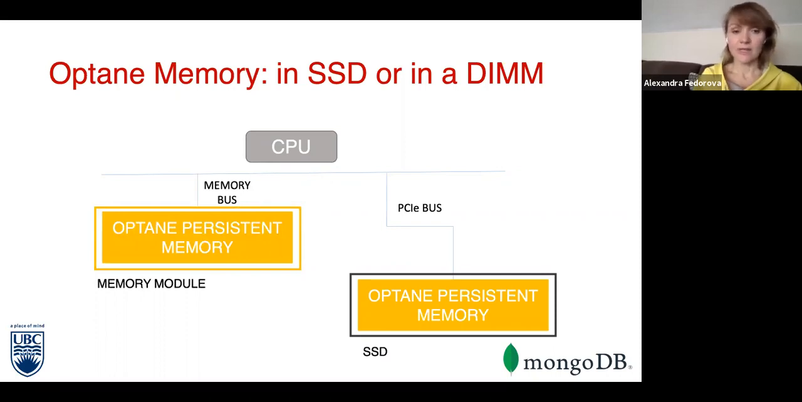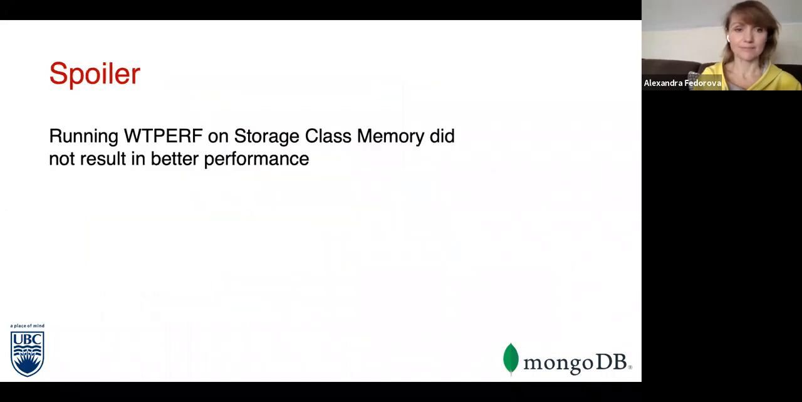In the first case, we have Optane technology sitting on a memory bus close to the CPU, and in the second case, it is sitting on a PCI bus, just like a normal SSD. In this talk, whenever I say storage class memory, I refer to persistent memory packaged as a memory DIMM. Like in one of those movies where they first tell you what happened and then they untangle the story, I'm going to tell you that running our performance suite on storage class memory did not result in better performance. So now let's look at the experiments to understand why.